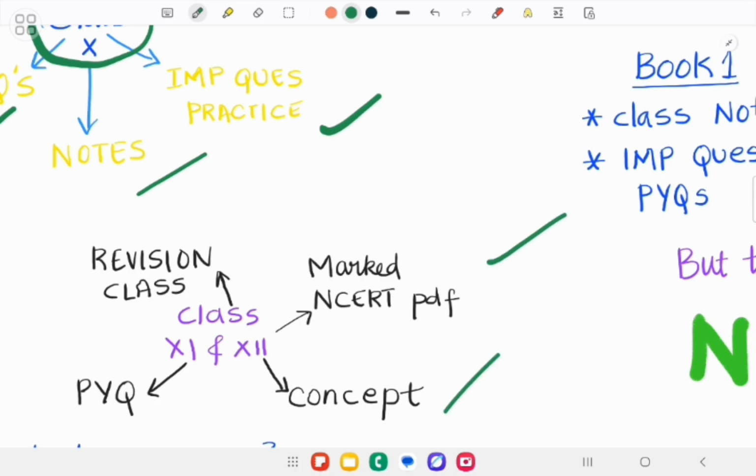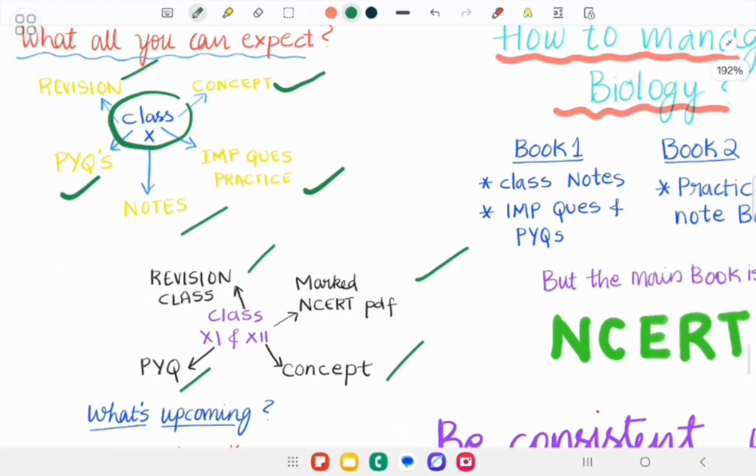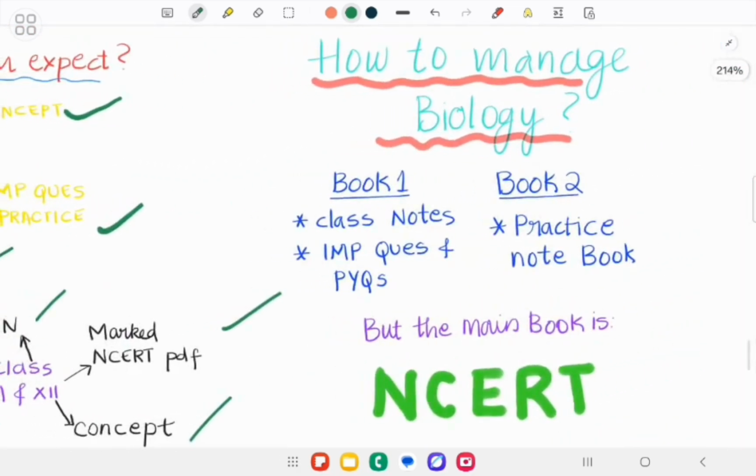And for class 11th and 12th, the students who have opted biology, it's a very good opportunity, and it's a very good subject to score good marks. And we will do the concept videos, and I will give you marked NCERT PDF which is important, and with PYQs, and we will also have revision classes.